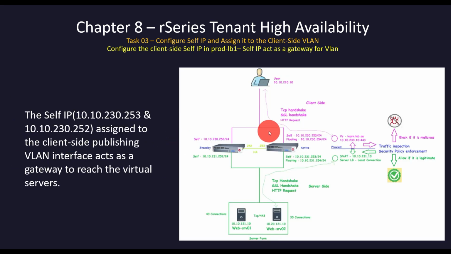In our case, the self IP is assigned to the client-side publishing VLAN interface. This VLAN interface acts as a gateway to reach the virtual server. Since it does not host any service, the port lockdown mode is set to Allow None, which provides greater security. This means this interface will only respond to ARP and ping. All other traffic is blocked to prevent unauthorized access. This gives you a clear understanding of port lockdown settings in F5.